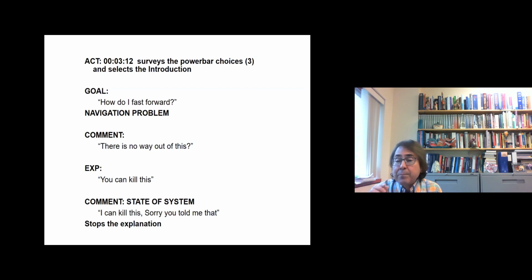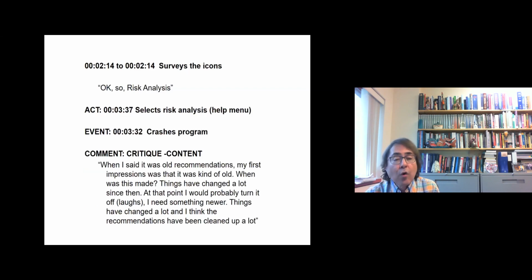So this can pinpoint and give you statistics because you can quantify qualitative codes. I've done this. I know you can, and we've done that. What's the average number of navigation problems? So that's the idea. You can follow the user using the system. Is there no way out of this? The experimenter says you can kill it. Okay, it goes to the risk analysis screen.